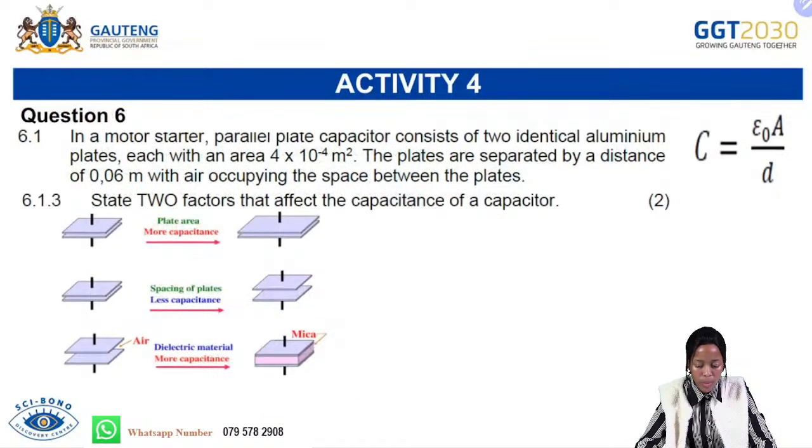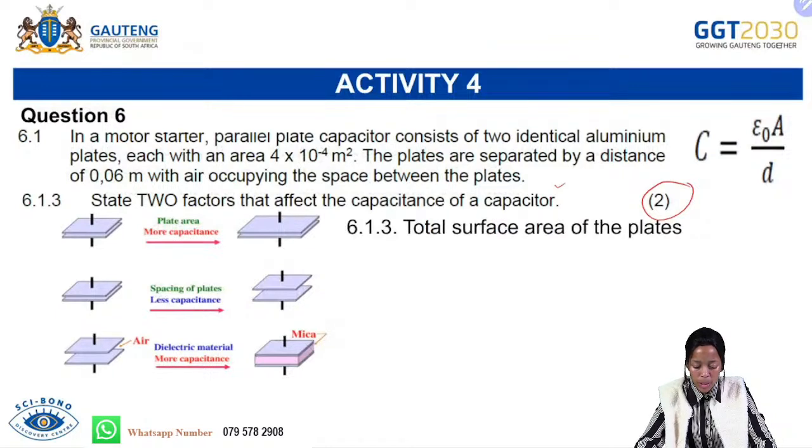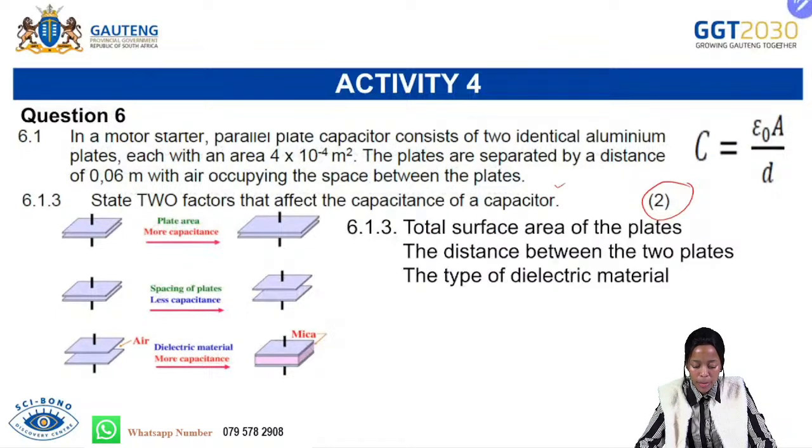Okay, the next one is 6.1.3, it says state two factors that affect the capacitance of a capacitor. So it says state two factors, which means 2 factors for 2 marks, so 1 mark for each. This is then what we have: the total surface area of the plates.